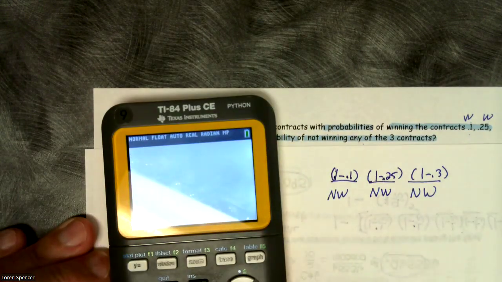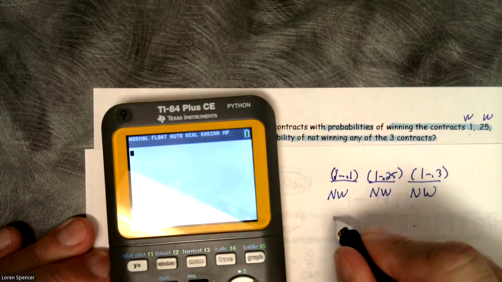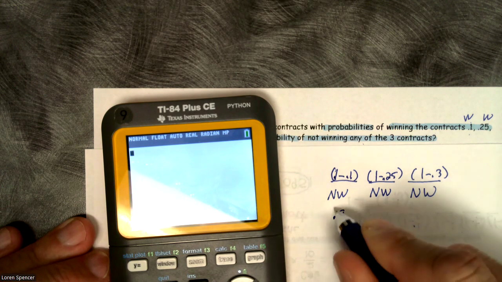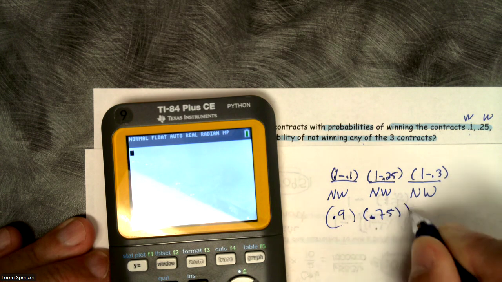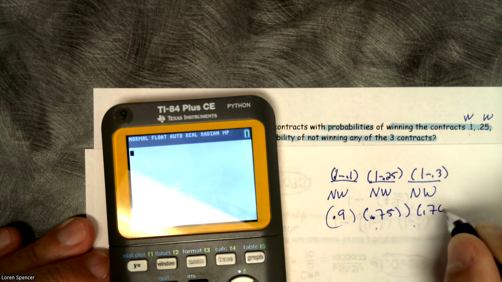So let's write it up like that. Oh, and you could have sat there and done the subtraction, and this would be 0.9. This would be 0.75. And this will be 0.70.